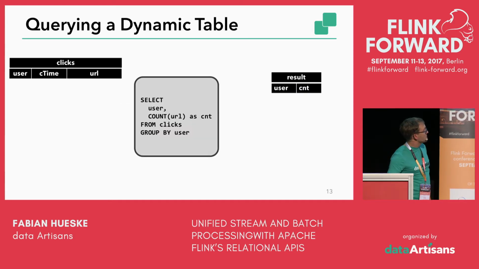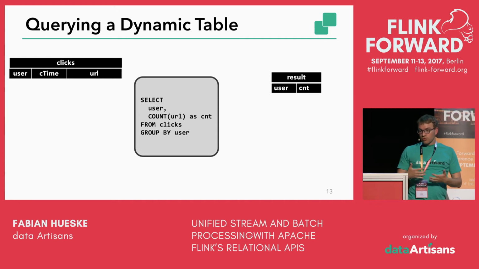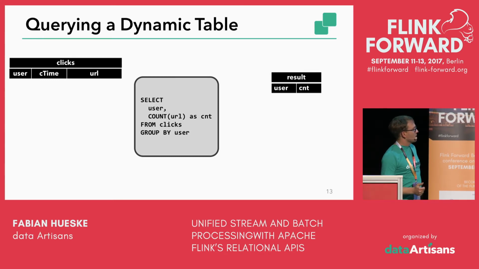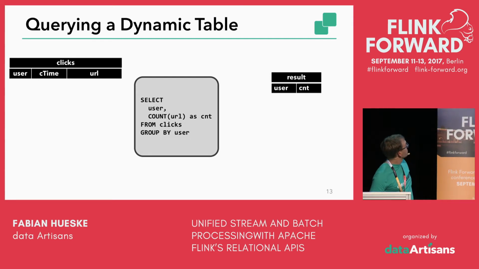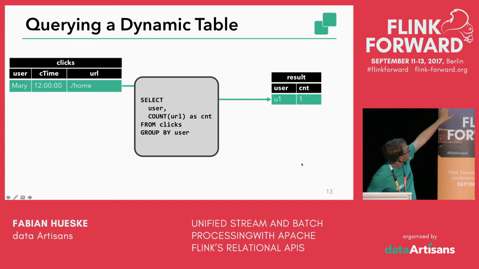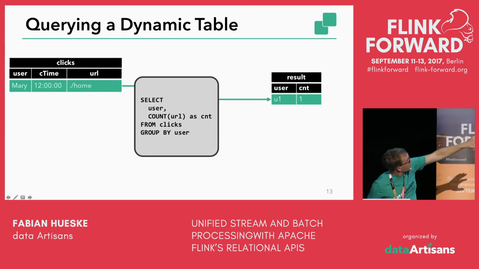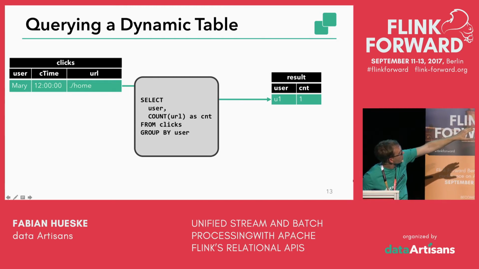Imagine we have this simple query that is basically the same as we had before in our example. So we have a simple group by query, group by, count URL. We simply group by something and we count how many entries we have in the group. Again, on the left-hand side is the input table, on the right-hand side is the output table. And if we now get the first row on the left-hand side, we get a user Mary, the click time here, and some URL. And now we get an entry on the right-hand side with a count of 1.